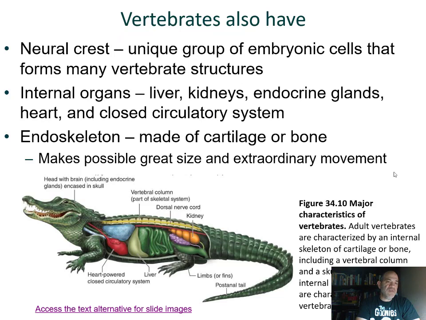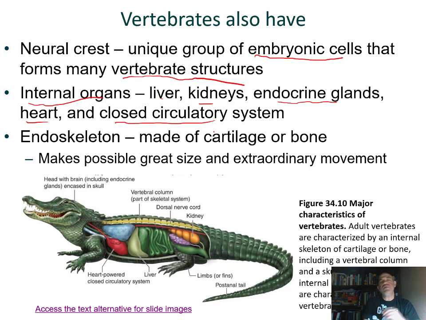Other things that vertebrates have: a neural crest is a structure of development. This neural crest is a unique group of embryonic cells. This is early in the development of a vertebrate, and it forms many vertebrate structures. And then you have internal organs, very complex, well-formed organs: liver, kidney, glands of the endocrine system, heart, a closed circulatory system, and an endoskeleton made of both cartilage and bone, and that allows for very powerful muscles and supports a great deal of weight.